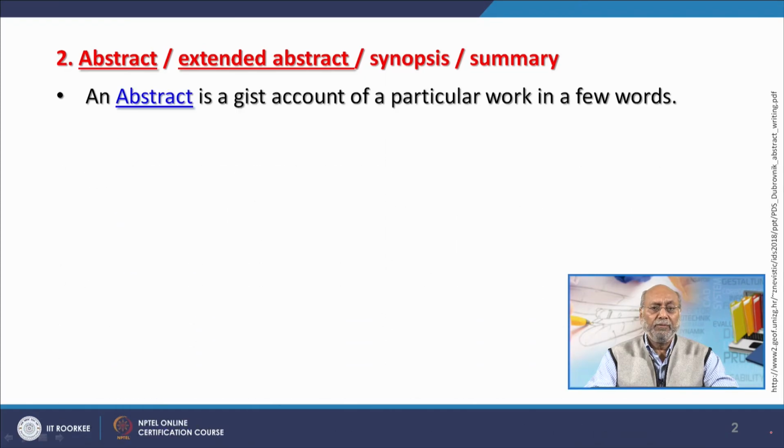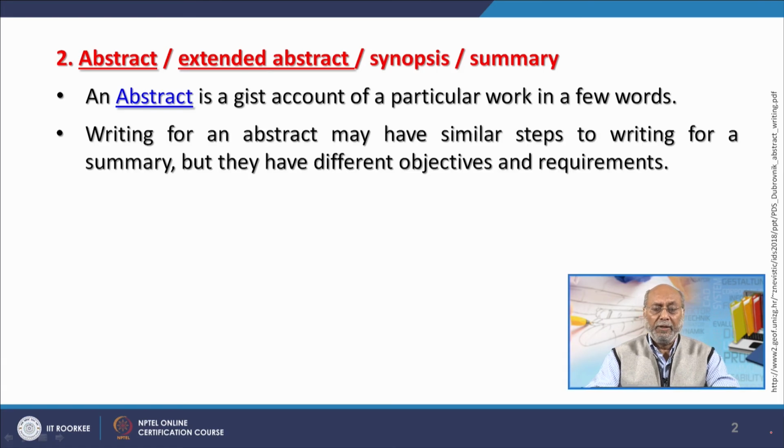So, first is abstract and extended abstract, which we have seen the definition, but just to recap, an abstract is just an account of a particular work in a few words, and those few words mean we have to be very precise, brief, focused account of the work which is presented in the subsequent sections. It is also true that writing an abstract may have similar steps to writing a summary. Now, I am trying to link the abstract and summary, but they have different objectives and requirements.